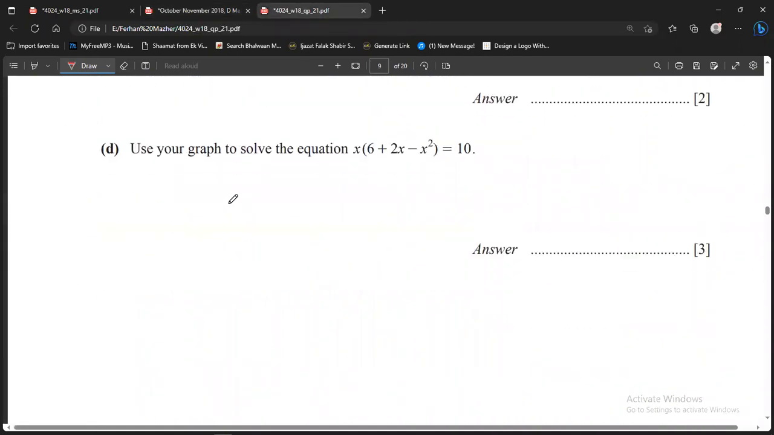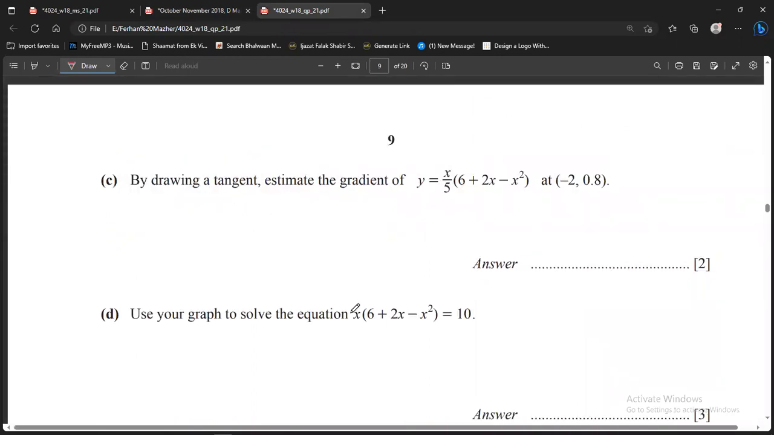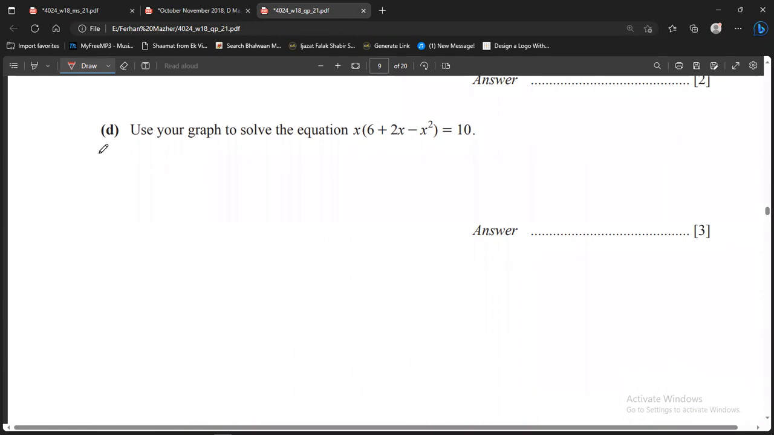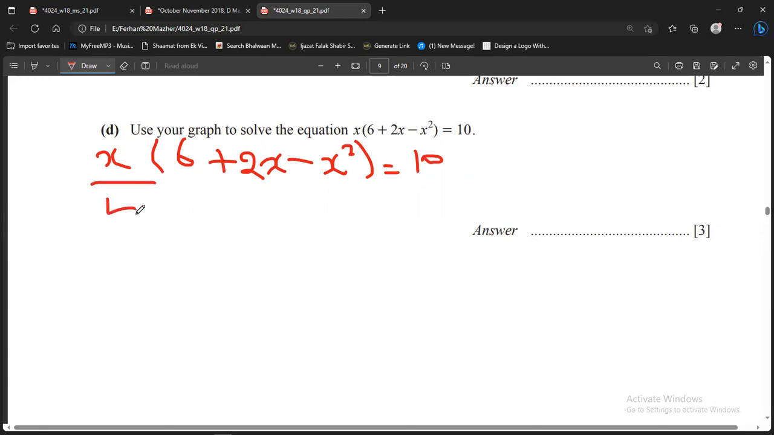He says use your graph to solve this equation. So the equation we have is x bracket 6 plus 2x minus x squared. The only difference here and in this curve is that it has a divided by 5. So I will divide both sides with the 5. Okay. So you will have 6 plus 2x minus x squared equals to 10. So divide both the sides with the 5.